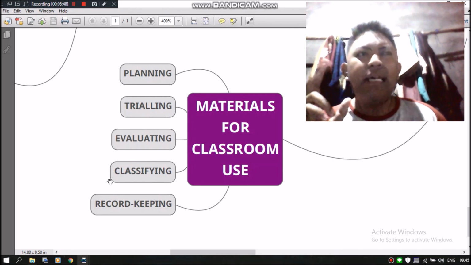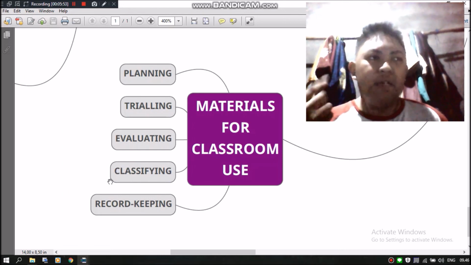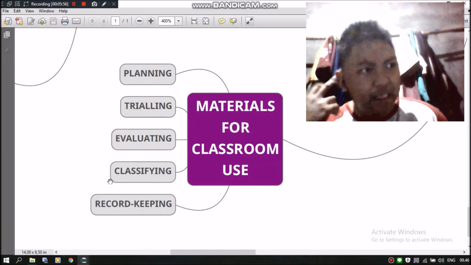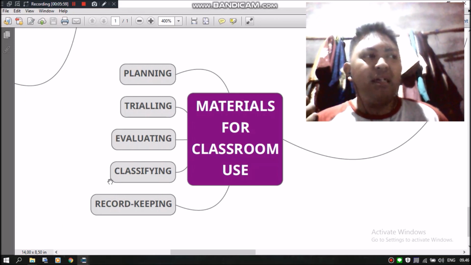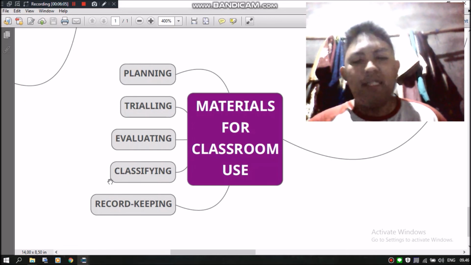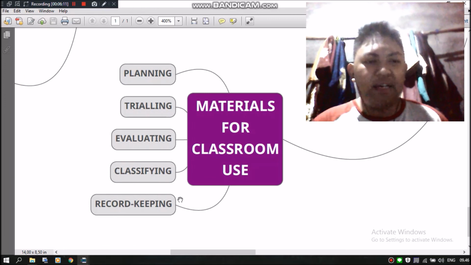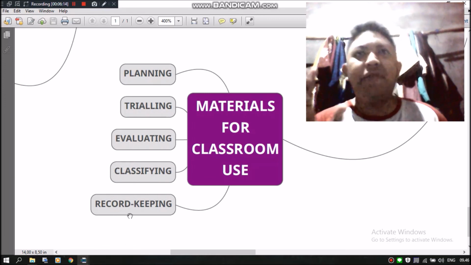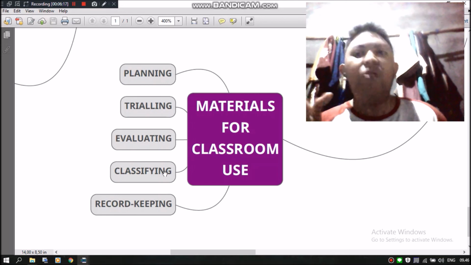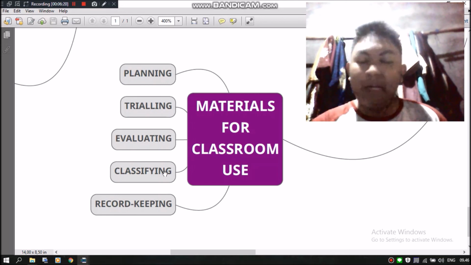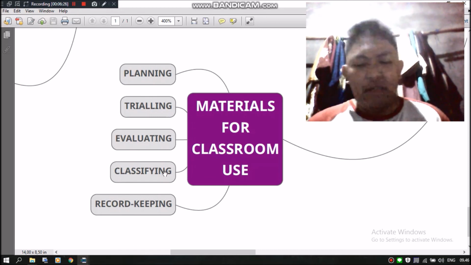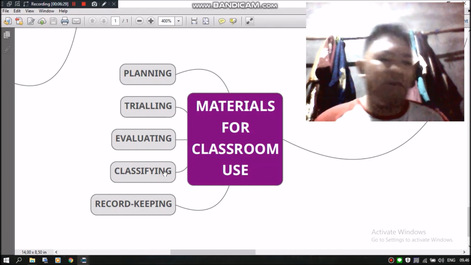Classifying here means that you need to categorize the materials that you made before and already used in your classroom. For example, if you make a listening podcast, you put it in the listening section of your materials. That's called classifying. And the last is record keeping. After you've done everything, you need to keep a record of your performance using those certain materials.